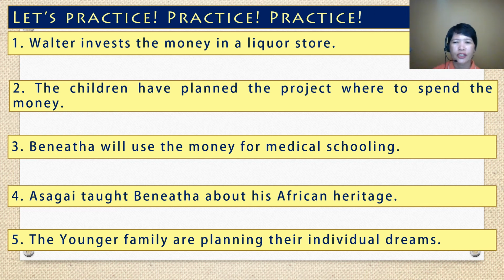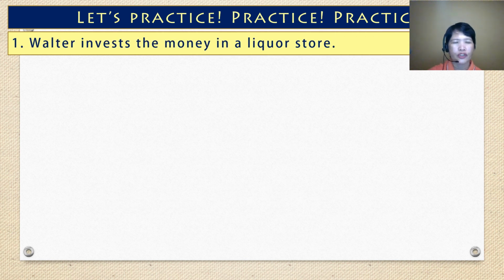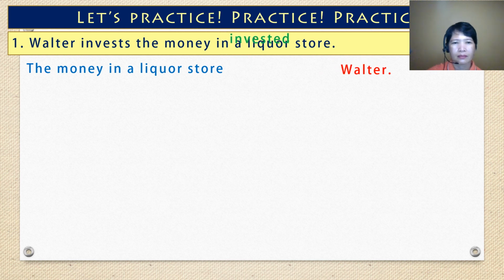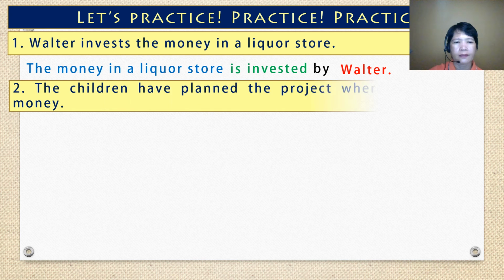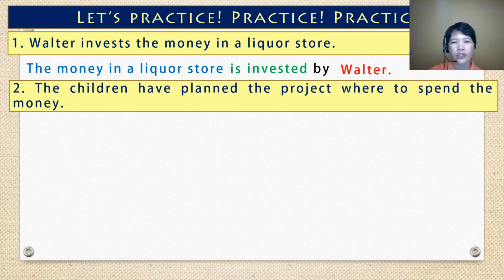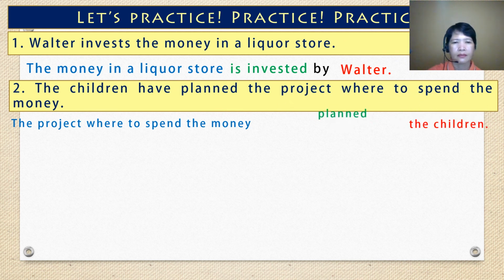Let us now check your answer. So here are the answers. Okay, from Walter invests the money in a liquor store becomes the money in a liquor store is invested by Walter. Next, the children have planned the project where to spend the money. Okay, so the project where to spend the money has been planned by the children.